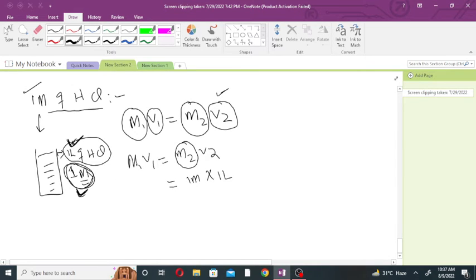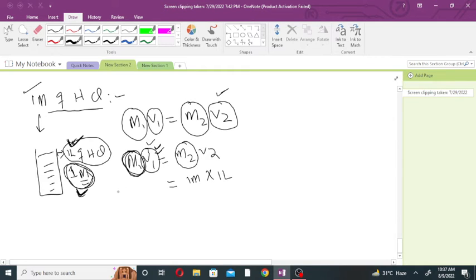Now, how much will we take from the bottle of HCl solution which is given to us? We will take V1. We will determine this V1, and this is the molarity of our known solution. This is the molarity of the HCl present in the bottle from which we are going to prepare the dilute solution.